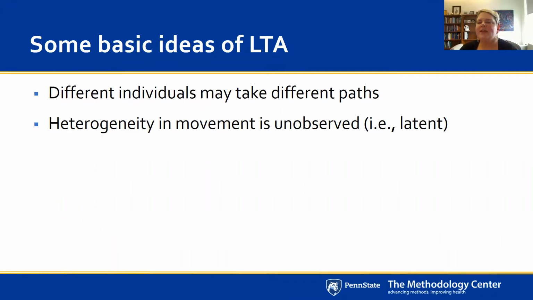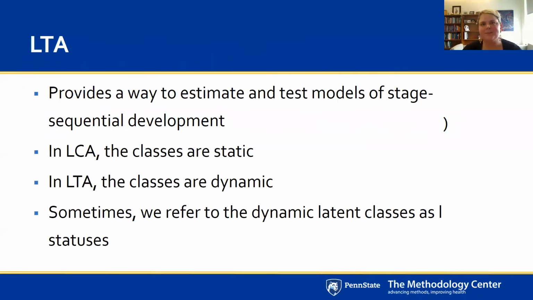In this model, because it is based on stage sequential change, different individuals may take different paths. So for example, an individual who starts in the non-depressed class, some of those people might move to sadness before they move to sad and disliked and depressed. Other people might move to disliked first before moving to sadness and disliked and then on to depressed. So there's heterogeneity in that movement, and that heterogeneity is unobserved or latent.